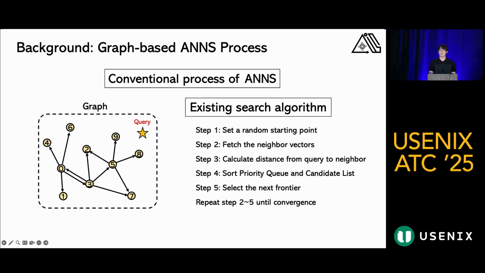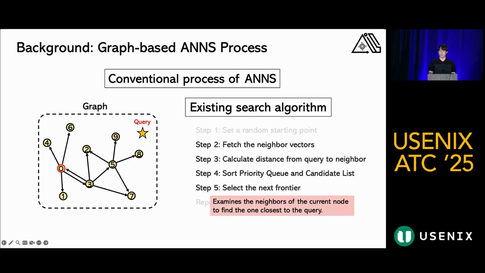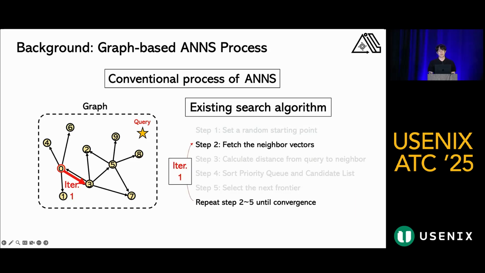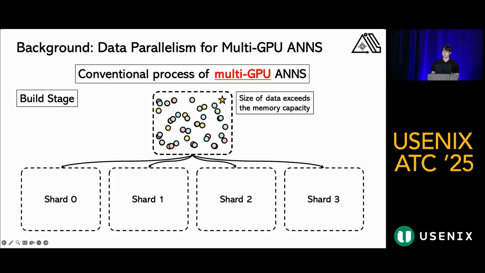Now I will explain the existing search process in more detail. On the left, the search starts from a random node. Then we examine the neighbors of the current node to find the one closest to the query, which becomes the frontier of the next iteration. By repeating this process, we gradually move closer to the query, ultimately finding the data point closest to the query.